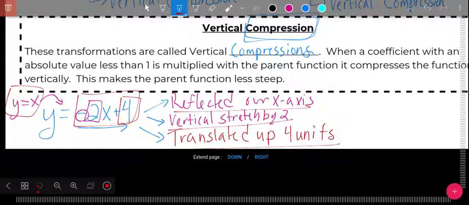On your homework, you'll see little prompts that ask, was it reflected over the x-axis? Was it stretched or compressed? Was it shifted up or down? You have to make sure you're answering all 3 of those things whenever we're talking about transformations. All right, you can move on to your assignment now.